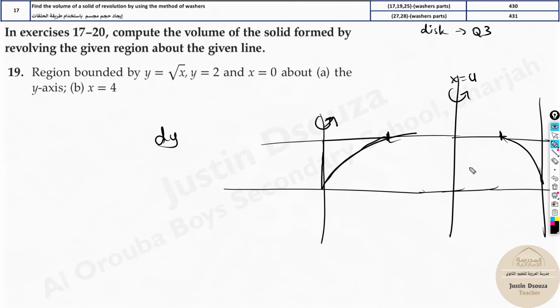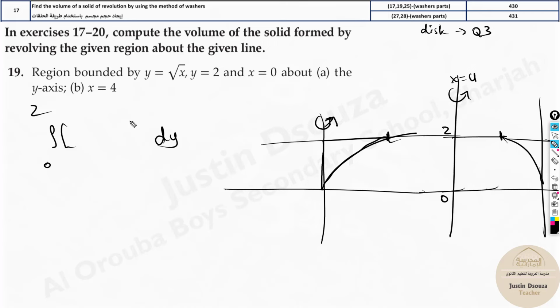So we need to find this limit. Now what is the limit over there? We know it starts at x is equal to 0, up to where? This point is 2. So it's very simple to get the limits: 0 and 2.